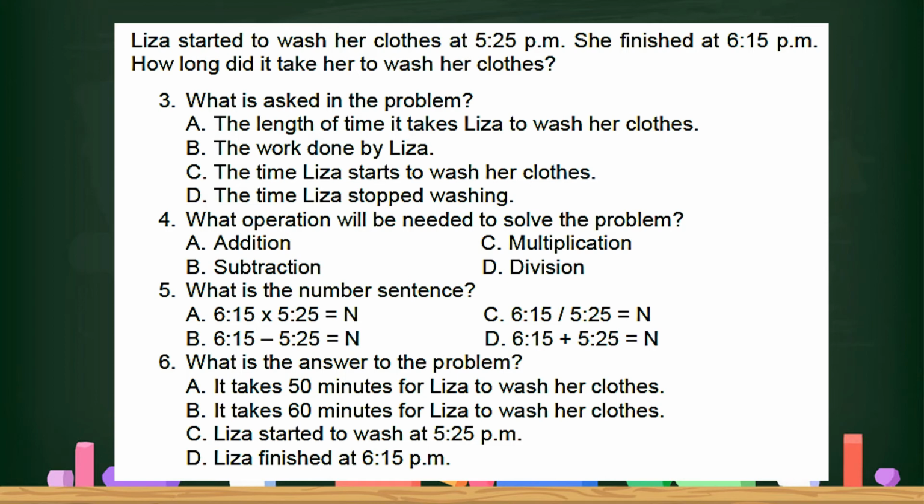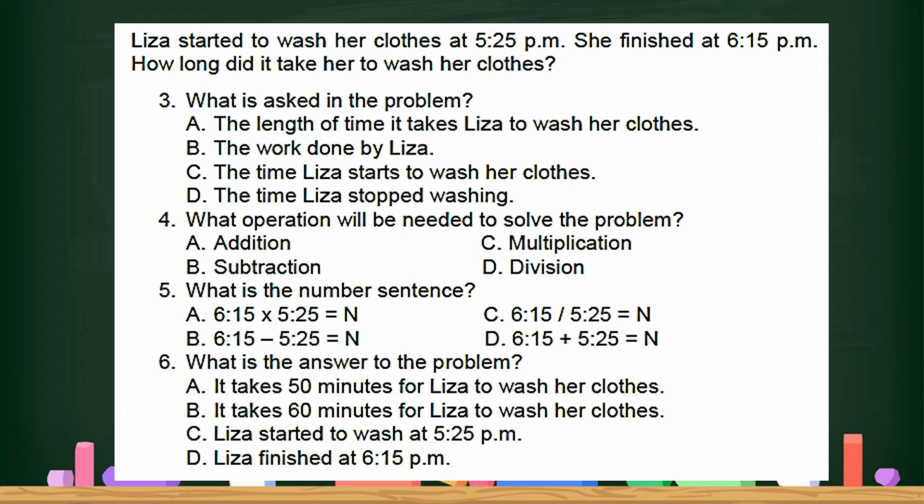Lisa started to wash her clothes at 5:25 p.m. She finished at 6:15 p.m. How long did it take her to wash her clothes? Number 3. What is asked in the problem?